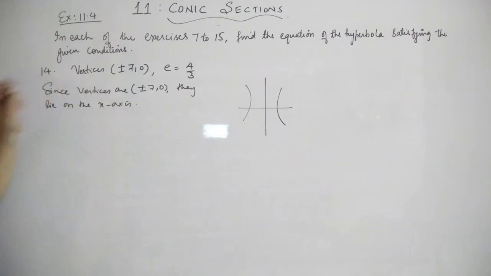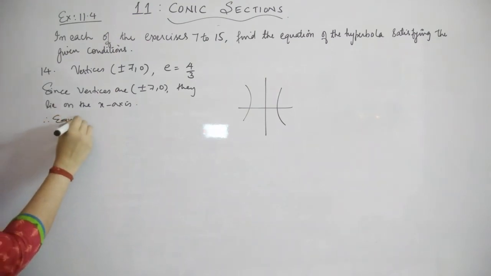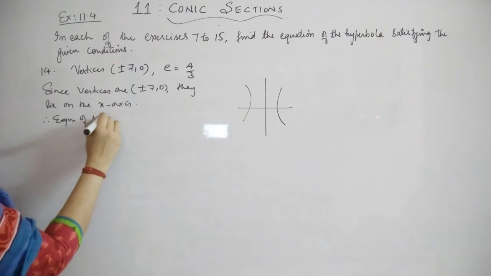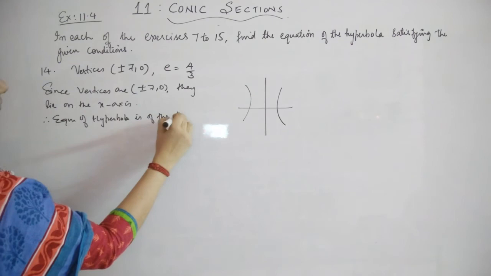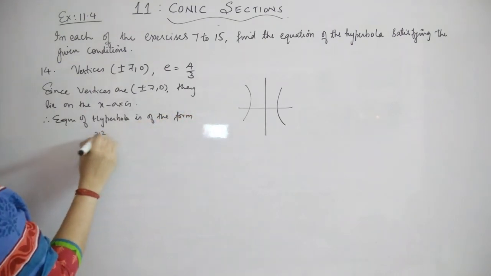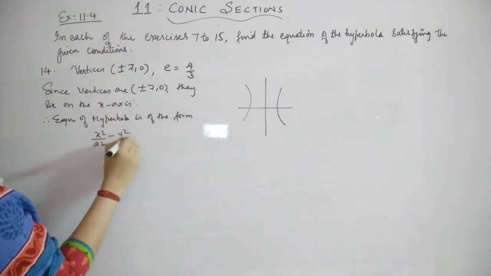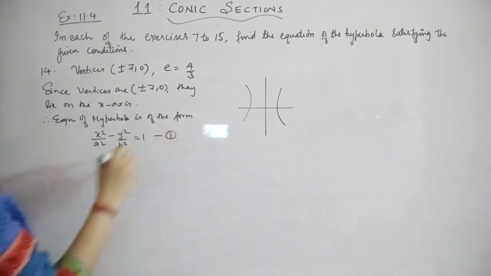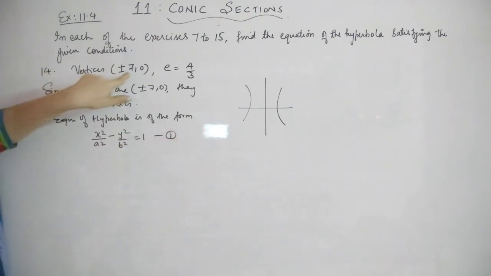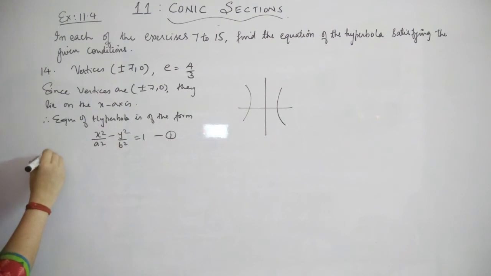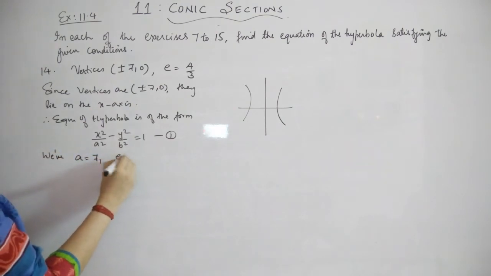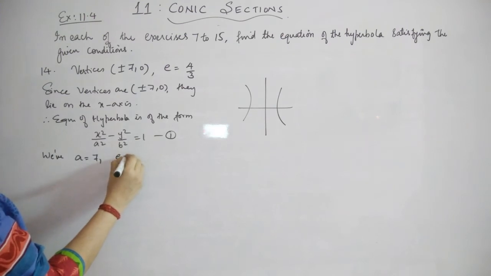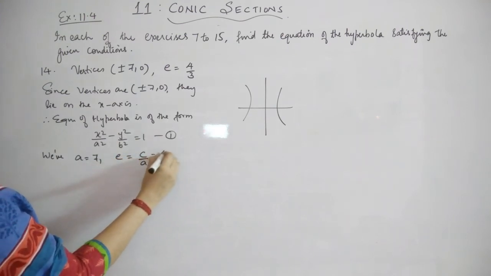Now what can you say about the equation, which type of equation it will be? The equation of the hyperbola will be x square by A square minus y square by B square equal to 1. Now what is given in the question? Vertices means you will get A equal to 7 and E is equal to 4 by 3. E is actually C by A, which is equal to 4 by 3.